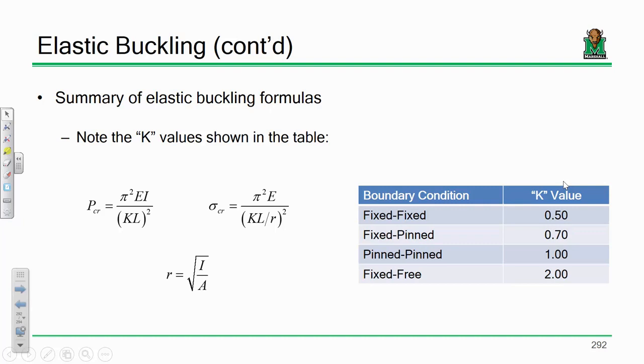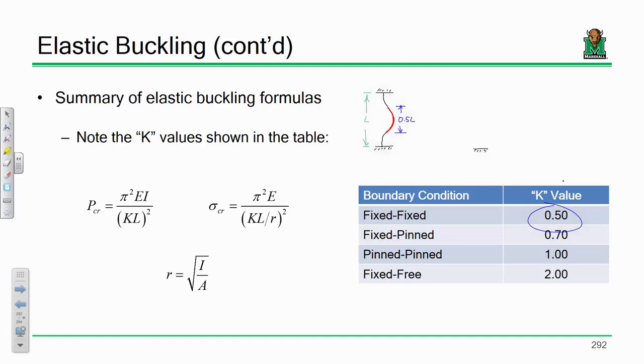If you look at a fixed-fixed column that's buckled, it looks something like that. That's a horrible artistic rendering by me. But really, that's the shape we're after. I propose that if this dimension is L, then this dimension here is about 0.5 L. So that's why this value is 0.5. Does that make sense?